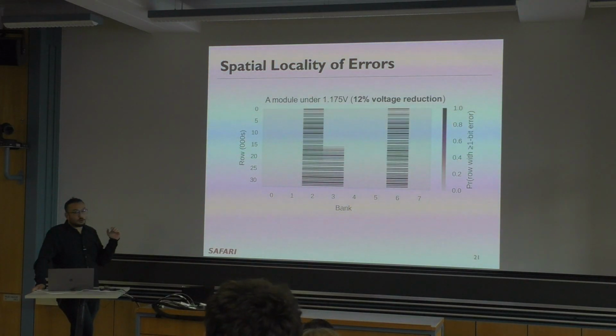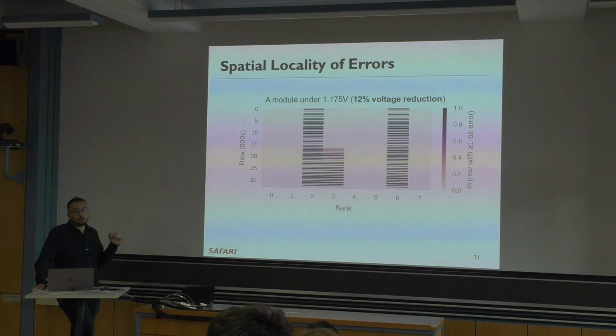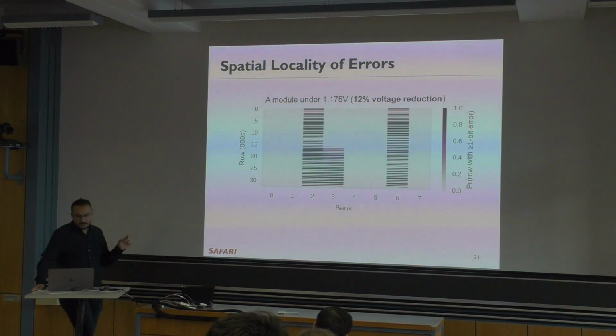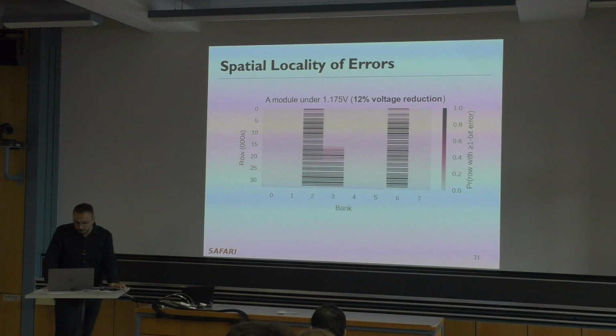And not all results look like this. When you go from vendor to vendor, for example, you see clusterings not in the banks but in the rows, for example, or parts of the banks. But we see a nice spatial locality in many of these chips.